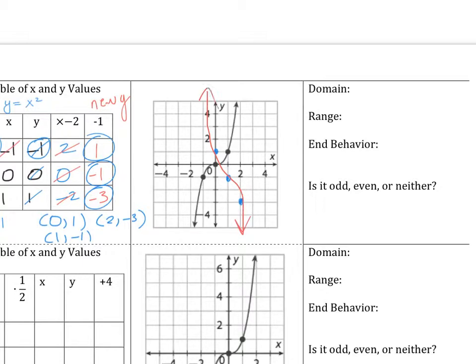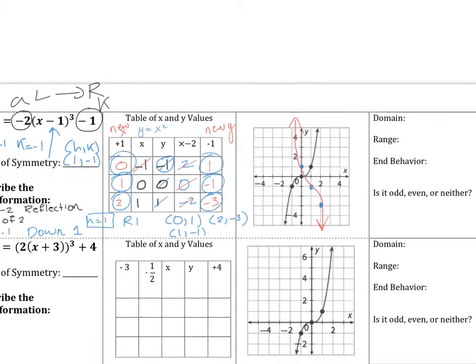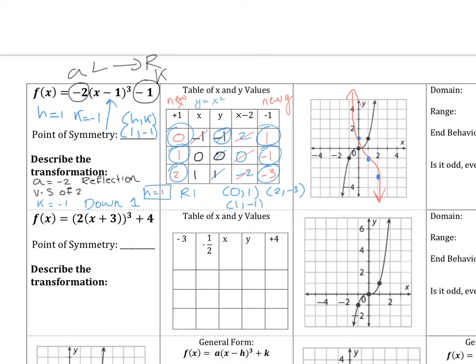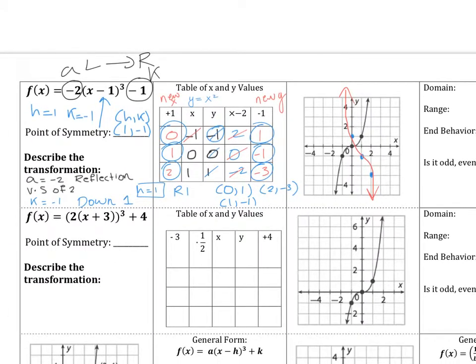Okay? Now, that's my new transformed graph. Now, what would be the other method to solve something like this? The other method is you find the point of symmetry by looking at the equation. The point of symmetry is (1, -1), so you start with that and you plot it, (1, -1).